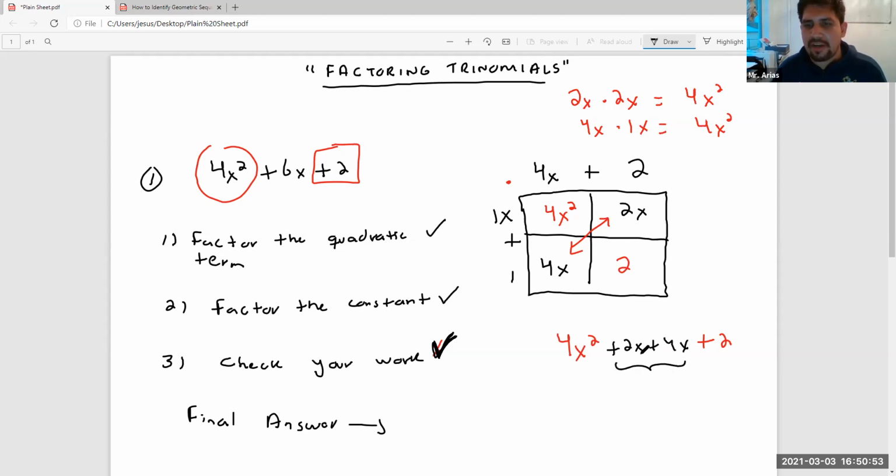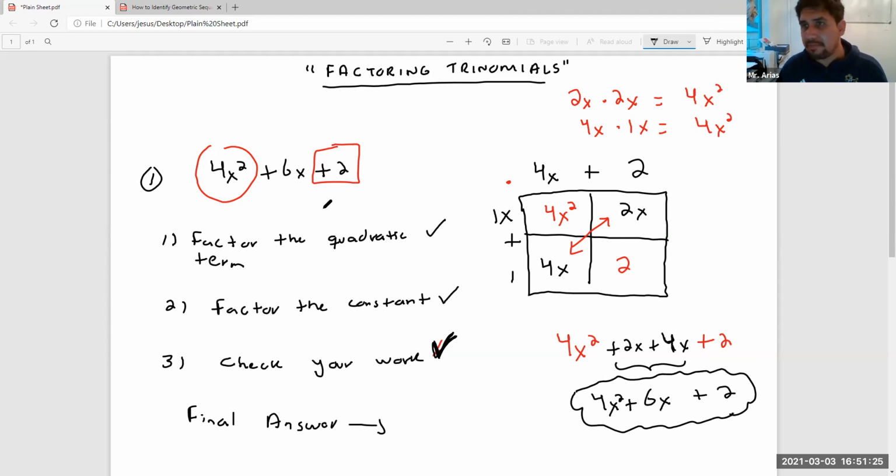At this moment, we realize that we have like terms: 2x plus 4x. They add up to become 6x. So my final trinomial, if I put the whole expression outside, is 4x to the power of 2 plus 6x, and then plus 2. So this actually matches the trinomial that we had initially in the problem.